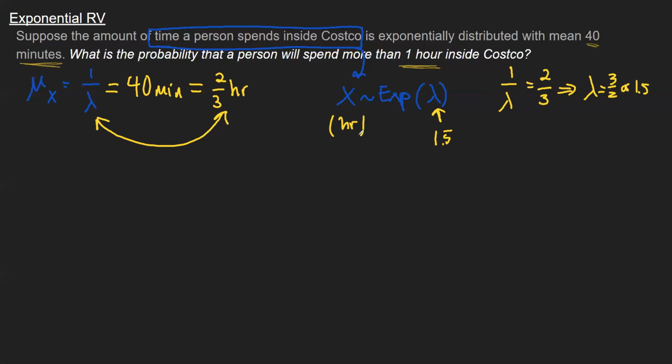So now I can go straight to the question. What's the question asking me? Well, it's asking me what's the probability that a person will spend more than 1 hour. So that's the probability that x is greater than 1. Now, I did not have to do this. I could have left everything in minutes, which would have meant that I would need to convert the 1 hour into 60 minutes. But I like the number 1. It's easy to work with, so let's do this.